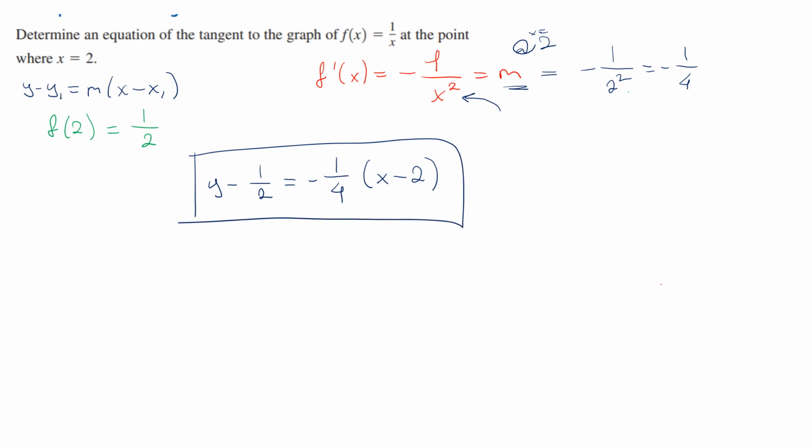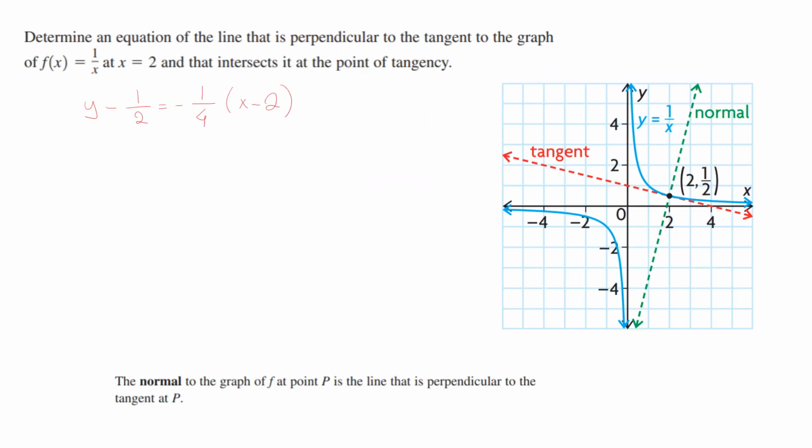This is your equation. This question asks to determine an equation of the line that is perpendicular to the tangent to the graph of the same function, given exactly the same point as the previous question, and that intersects it at the point of tangency. So what's different here is now it's saying find the equation of the line that is perpendicular to the tangent. So not the slope of the tangent, but what's perpendicular to it.